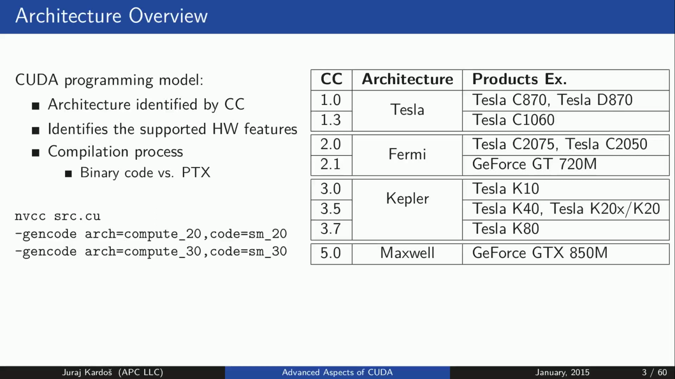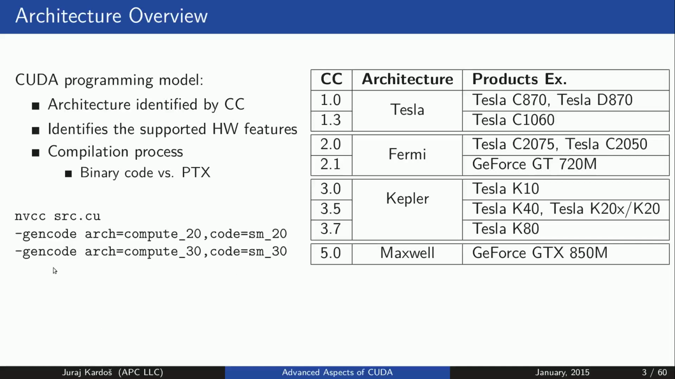PTX code, loaded by an application at runtime, is compiled to binary code by the device driver in case no compatible binary object was found. This is called just-in-time compilation. Just-in-time compilation increases application load time, but allows the application to benefit from any new compiler improvements coming with the new device driver. Specifying the arch option helps the compiler make presumptions about architectural features and generate more optimized PTX code than the default option that assumes compute capability 1.0.